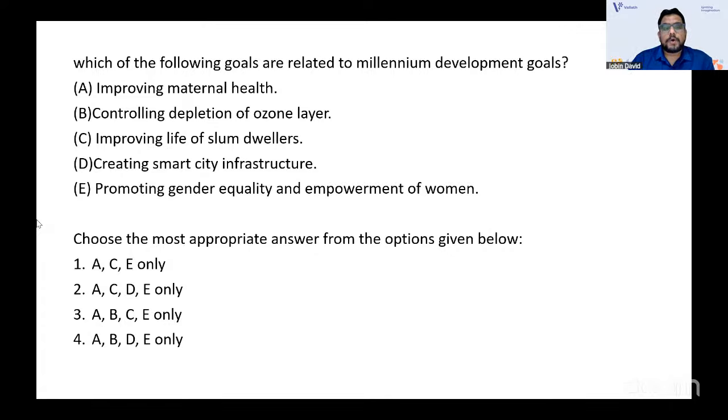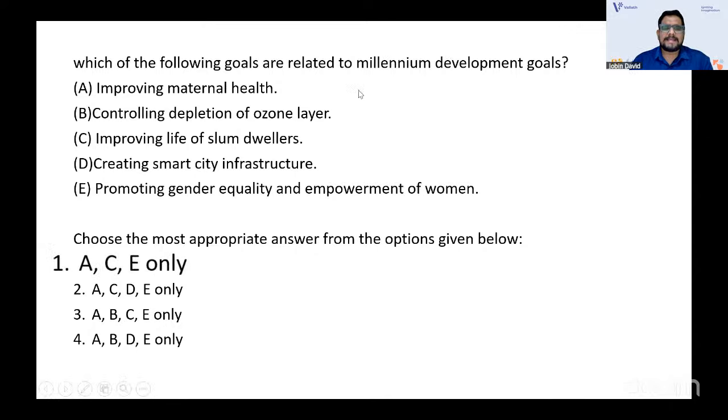Which of the following goals are related to Millennium Development Goals, MDG? Very important that in people development and environment you learn about MDG. A: improving maternal health; B: controlling depletion of ozone layer; C: improving life of slum dwellers; D: creating smart city infrastructure; E: promoting gender equality and empowerment of women. So which of the options? Easily you can eliminate some of them and then you can go with the answer options. If you eliminate that, you will get to the answer easily.